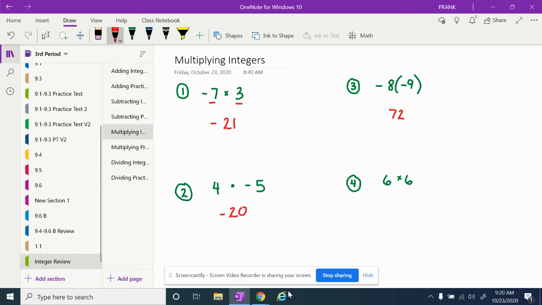And then here's our easy one. What if it was a positive times a positive? We've been working on this forever. A positive times a positive is going to be a positive. So your answer is 36.